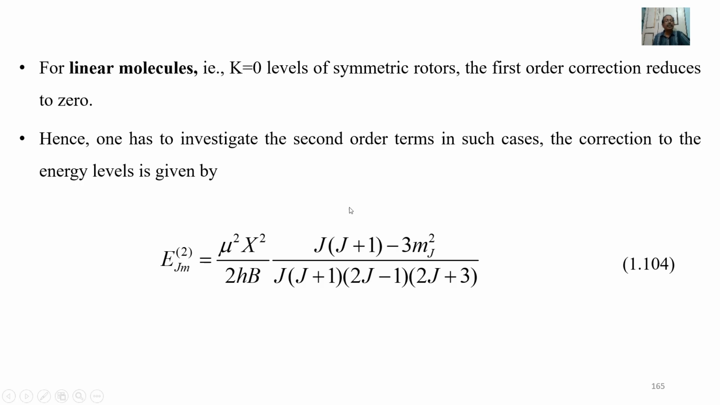For linear molecules, k equals 0 levels of symmetric rotors, the first order correction reduces to zero, so there will be no first order correction for the linear molecule. And hence one has to investigate the second order terms. In such cases, the correction to the energy level is given by this expression. So this is the second order correction for linear molecules. The second order correction is directly proportional to mu x whole square. It is given exactly as equation 1.104.